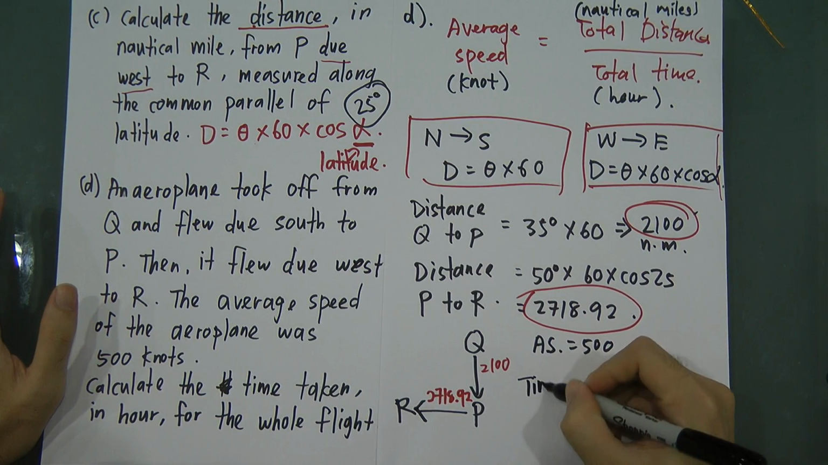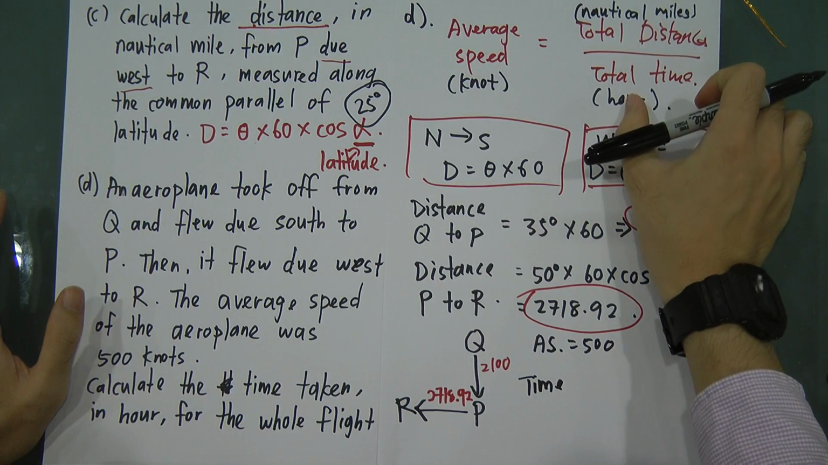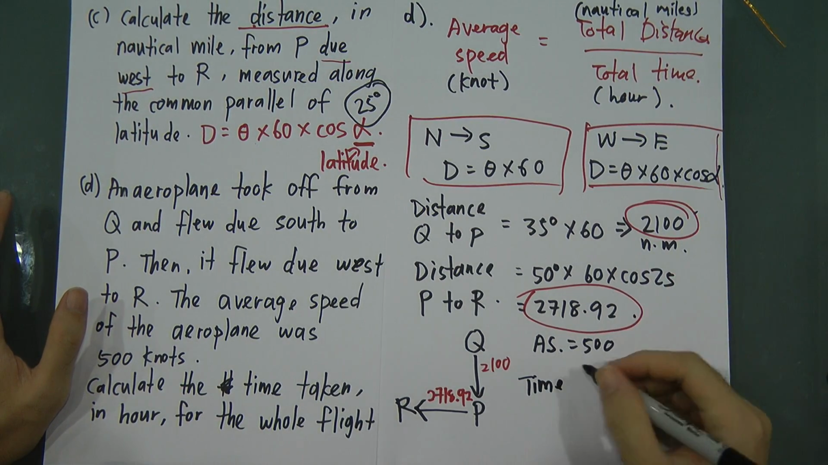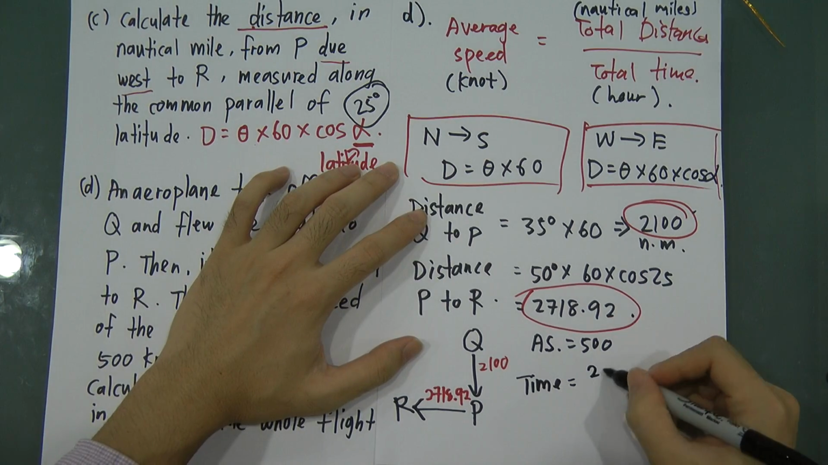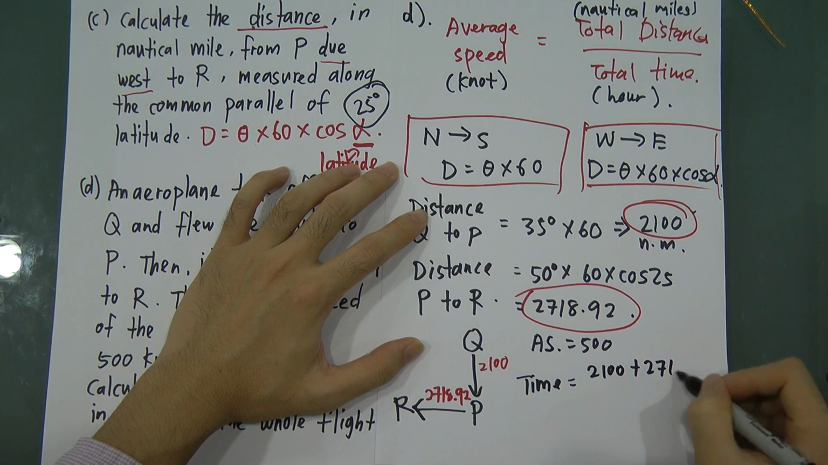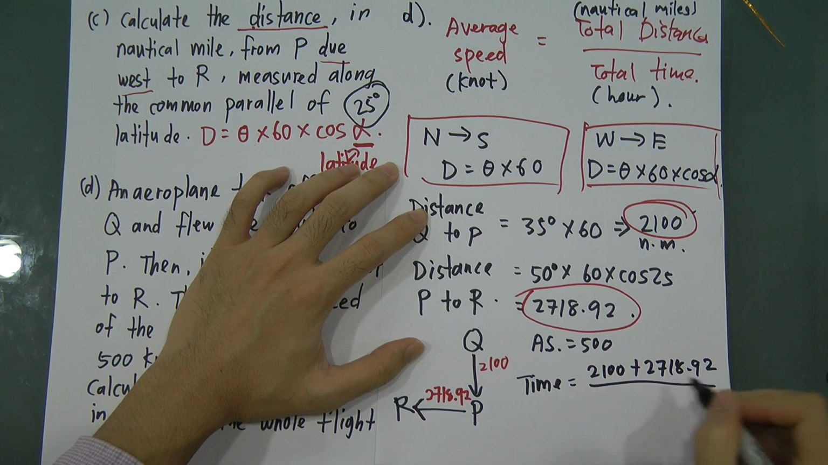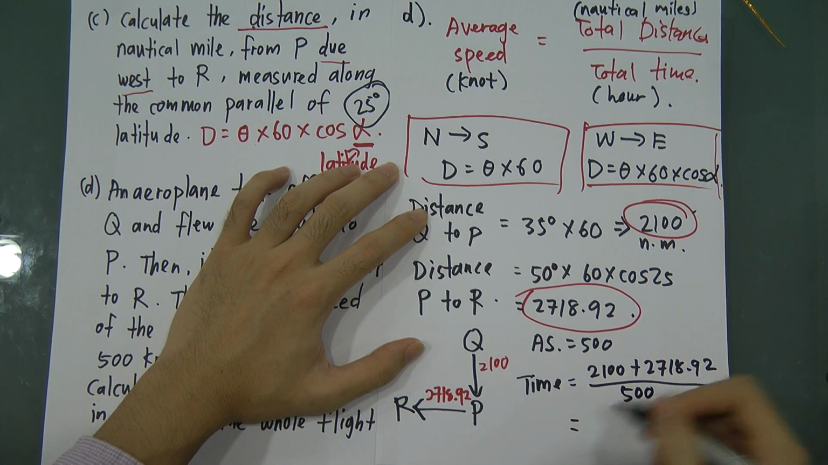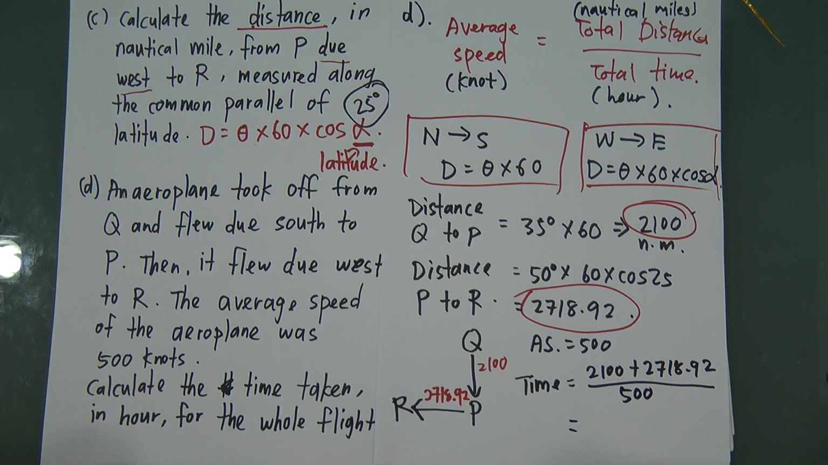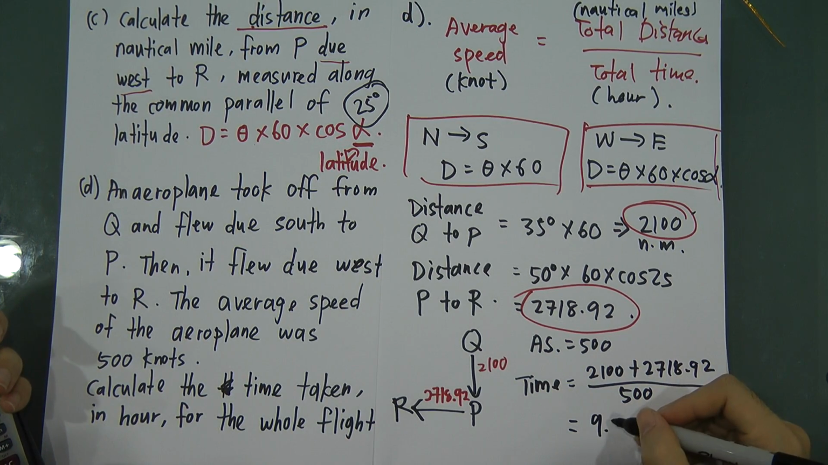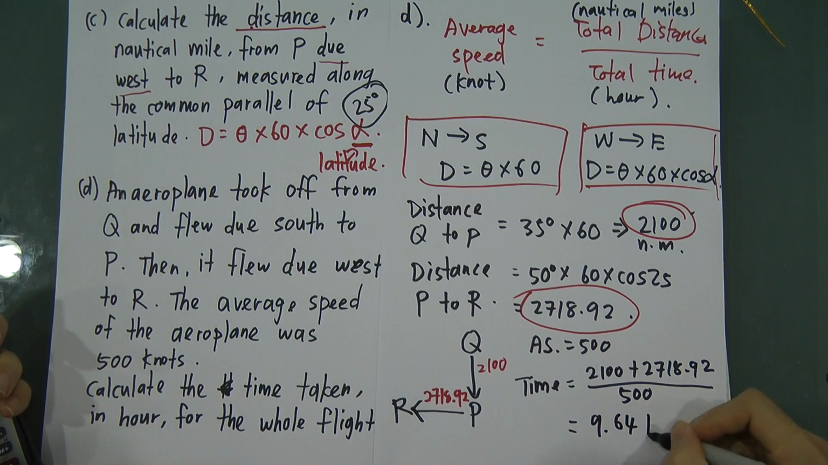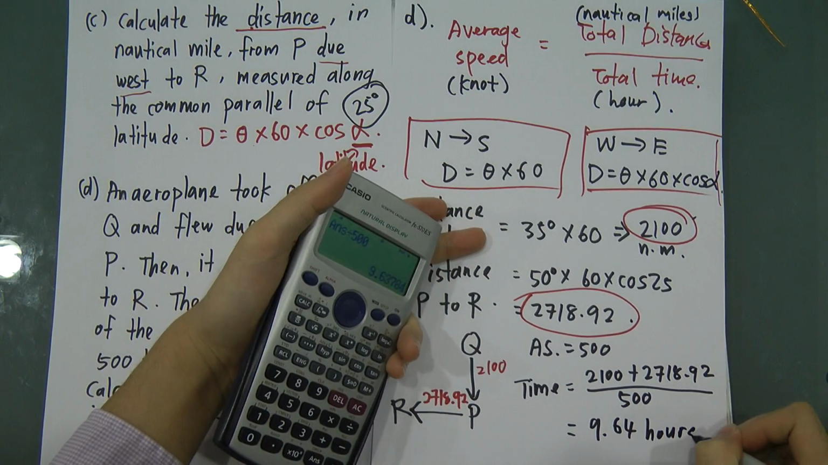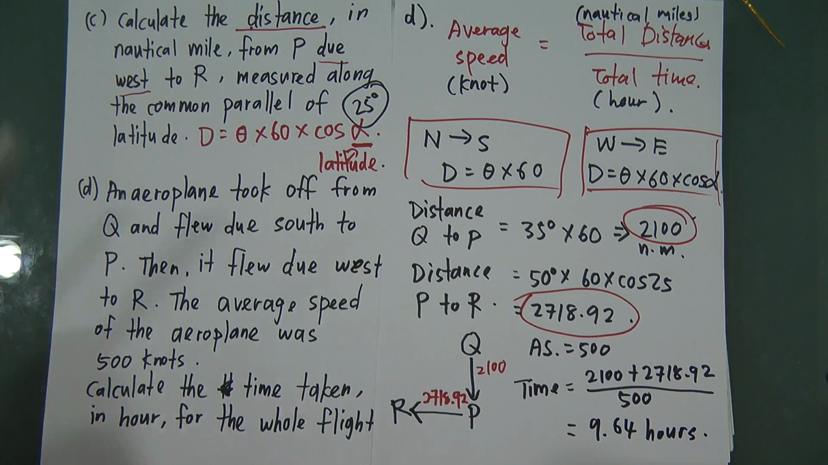So time will equal total distance divided by average speed. The total distance is 2100 plus 2718.92, divided by the average speed, which is 500. Then you get your answer in hours. So 2100 plus 2718.92 divided by 500 gives you 9.64 hours. Yes, so this one is the final answer.